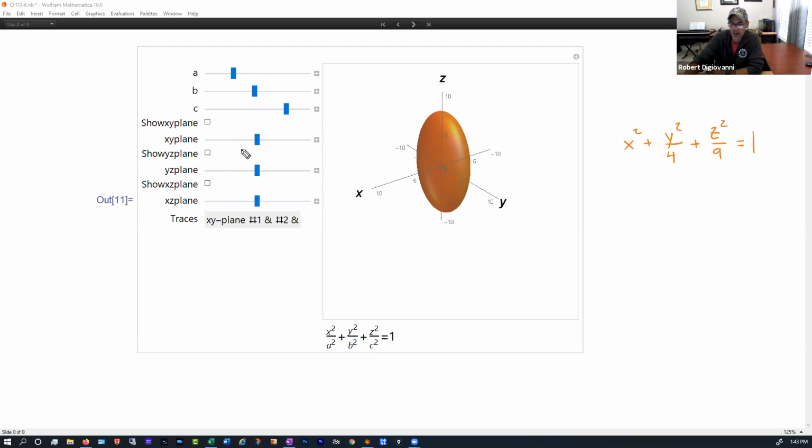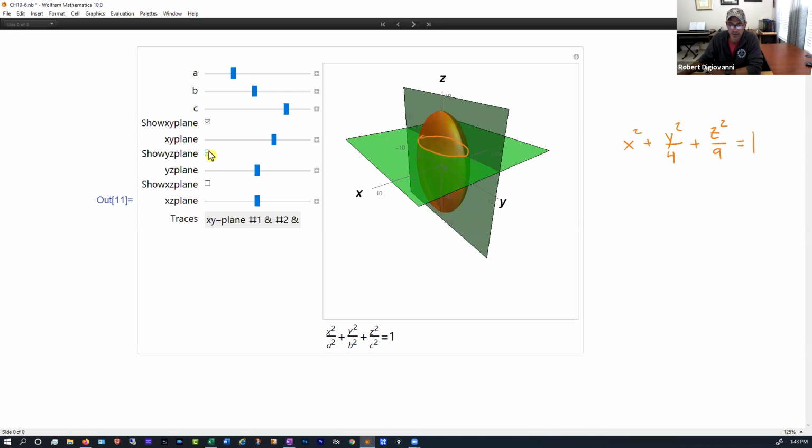Let's just look at the traces. So if I cut it with an XY plane, does everyone see that we would cut here? That would create an ellipse there. And if we cut it with another plane, like the YZ plane, something like that, then we're gonna get an ellipse there.